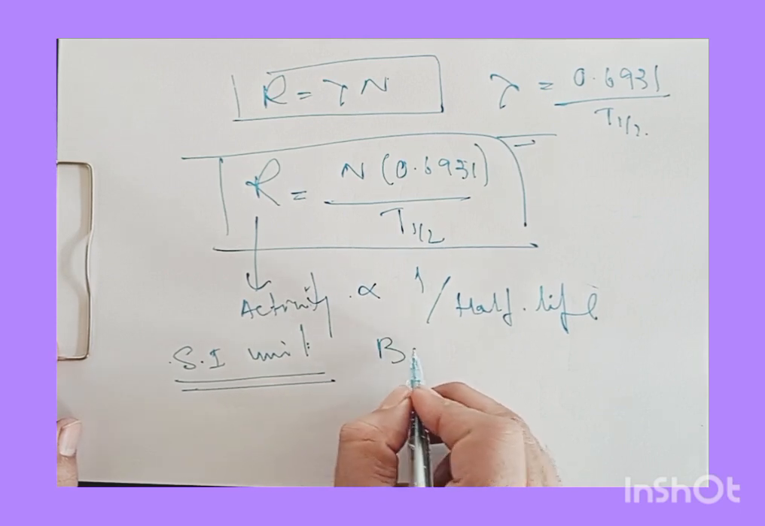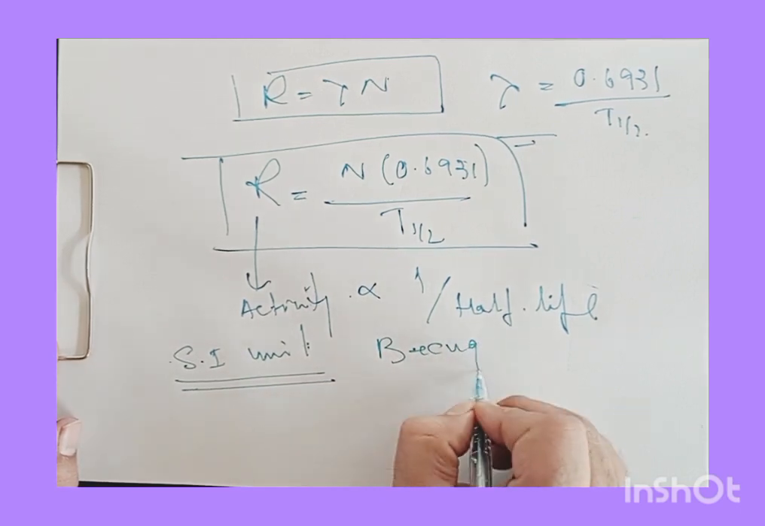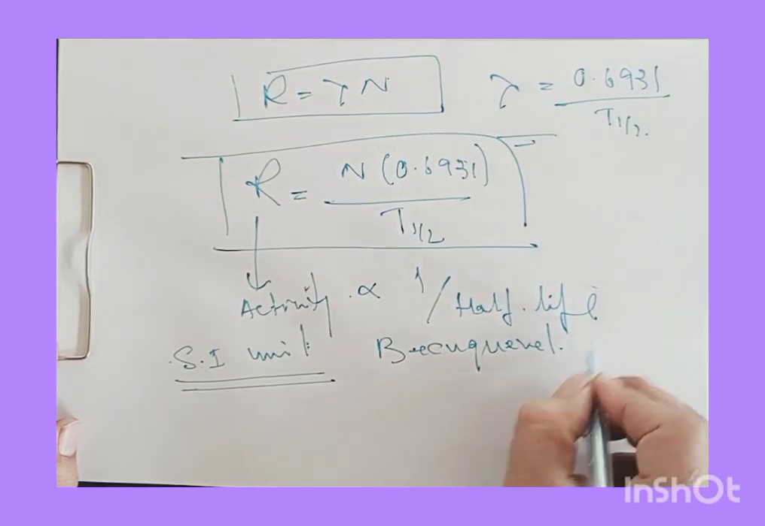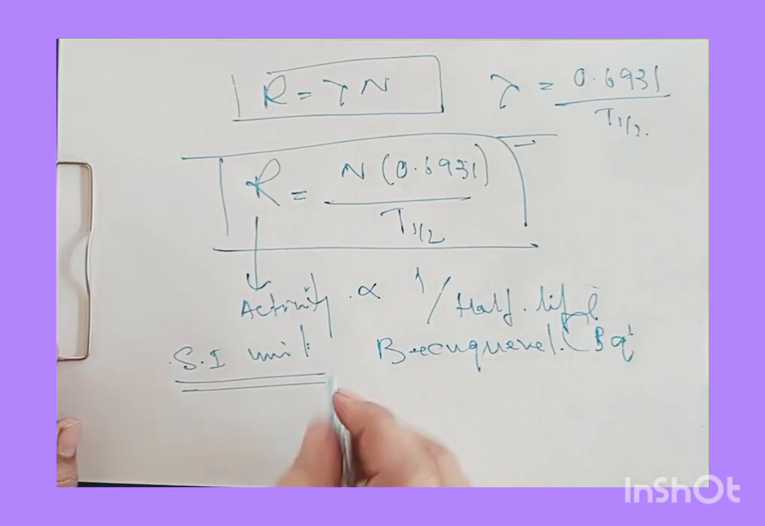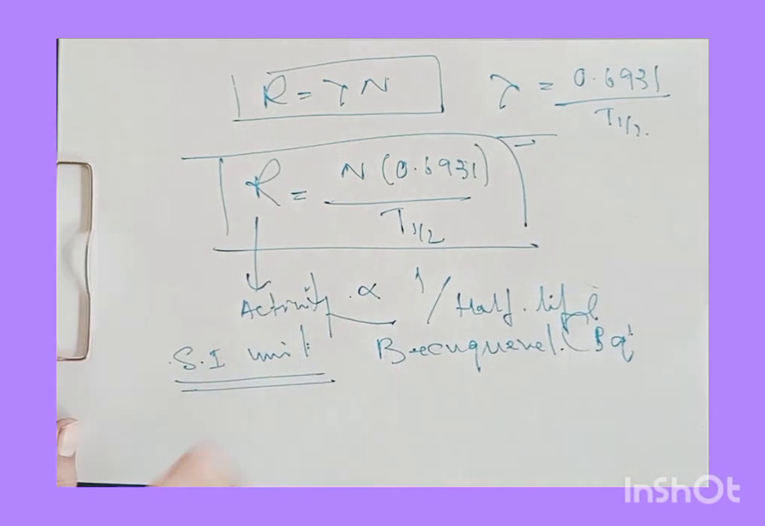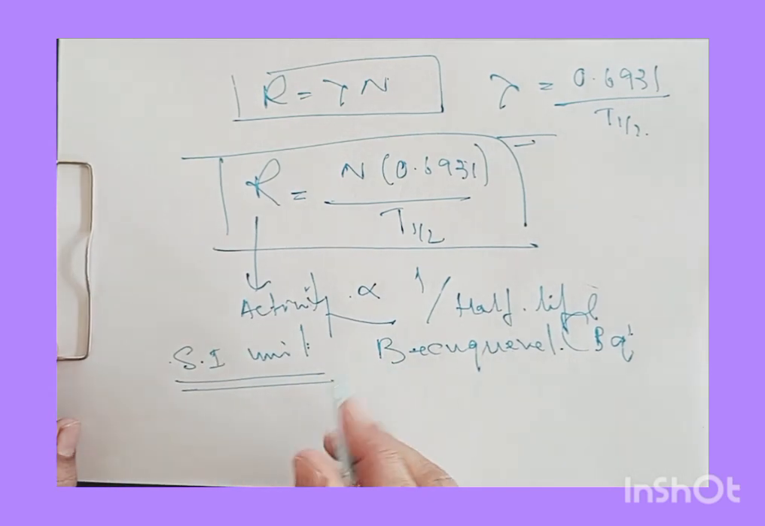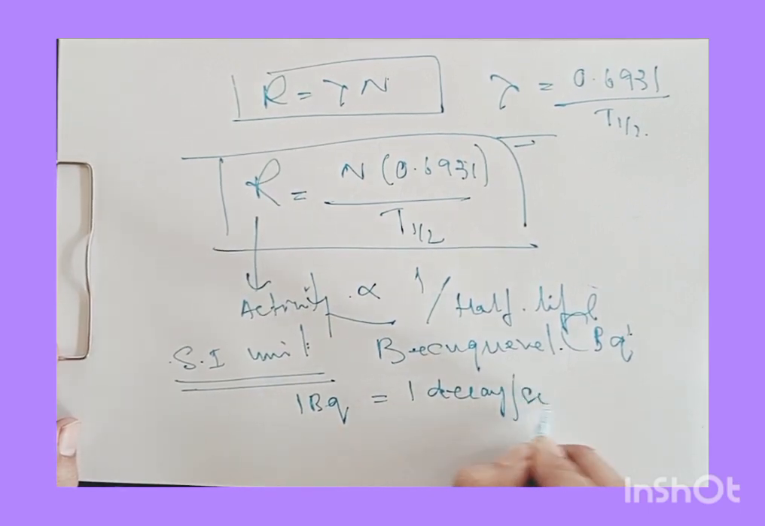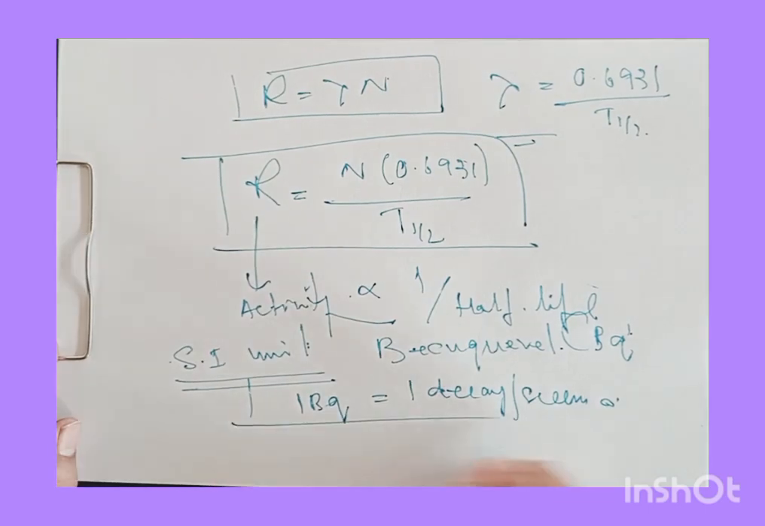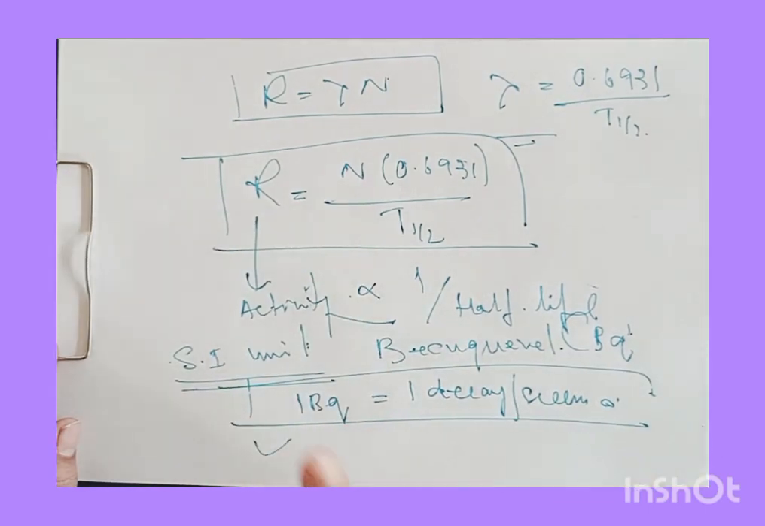It is becquerel, BQ. The activity of a given sample is said to be 1 becquerel if it has 1 decay per second. So 1 becquerel means 1 decay per second with respect to a sample.